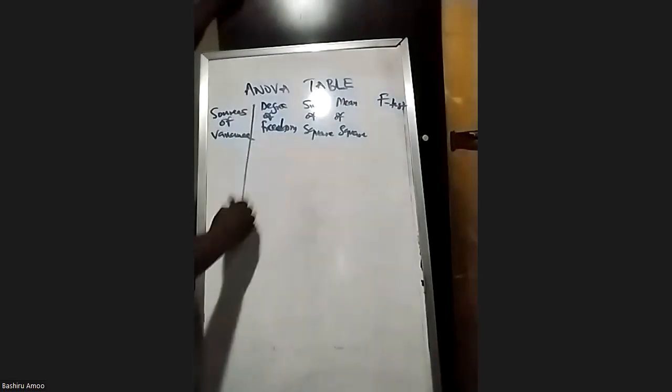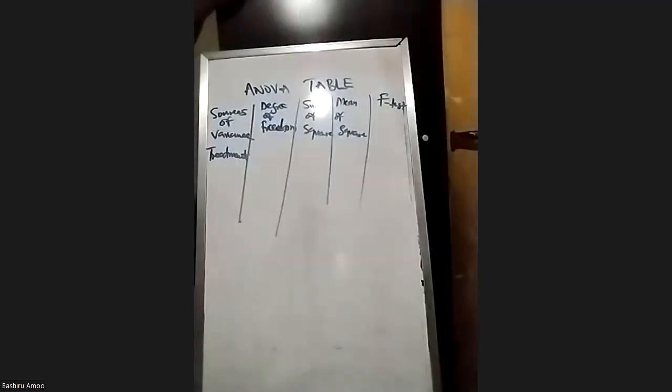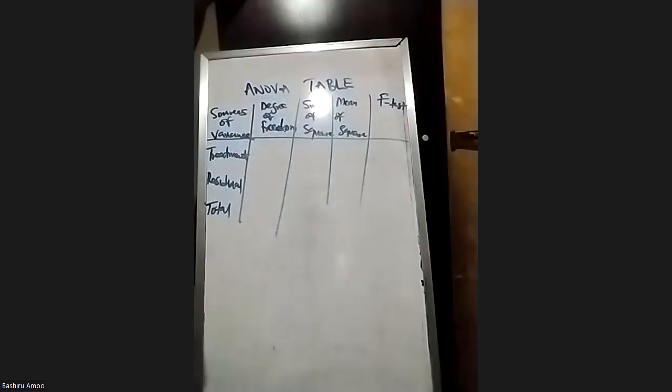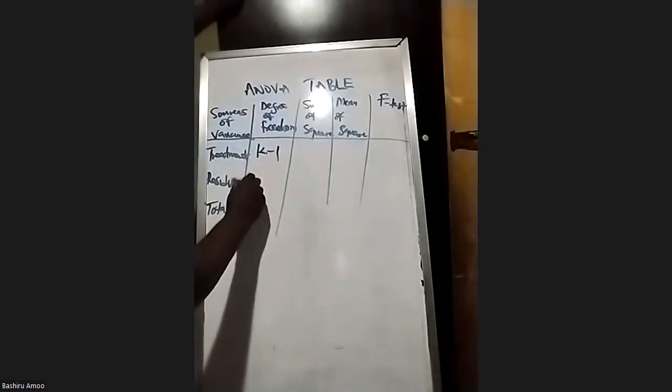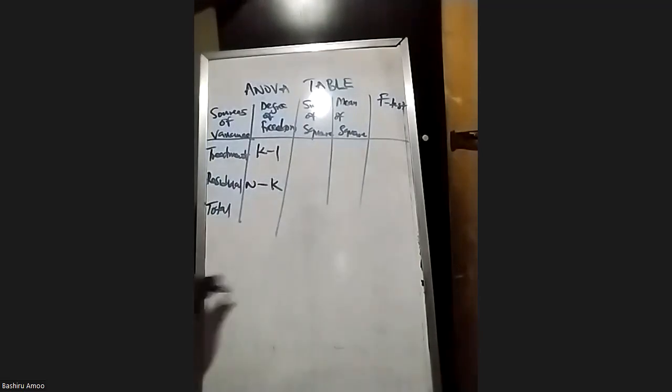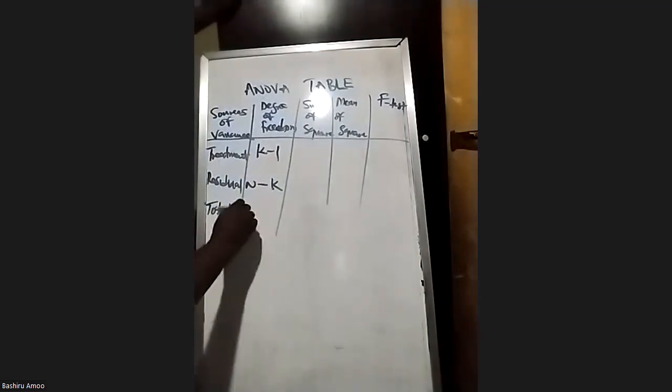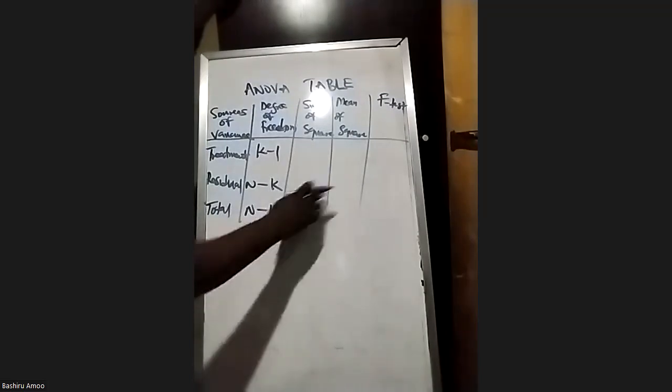Under the source, we have treatment, residual, and total. What's the degree of freedom for treatment? We have k minus 1. The degree of freedom for residual, we have n minus k. When you add these together, they give us the total, which is n minus 1. You may be asked to fill the table.